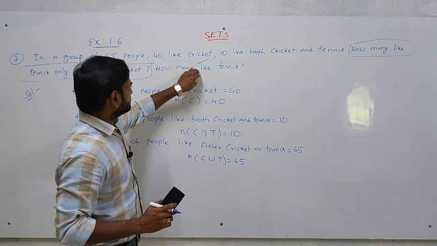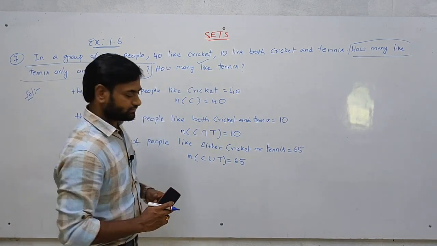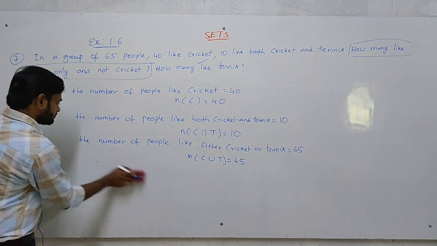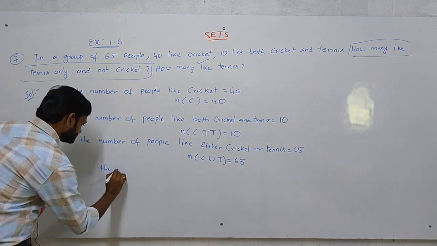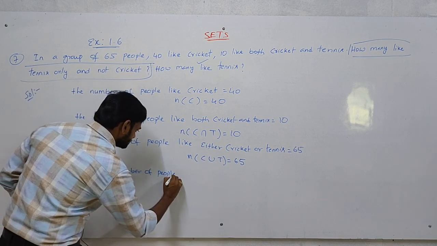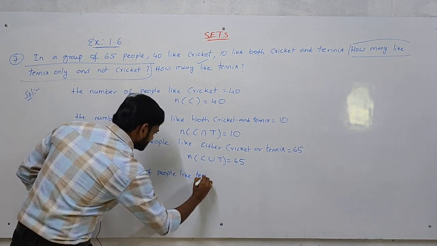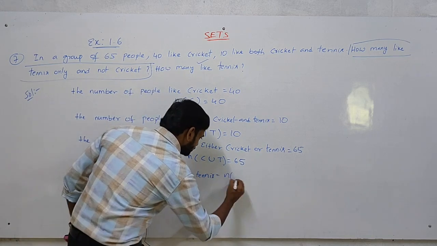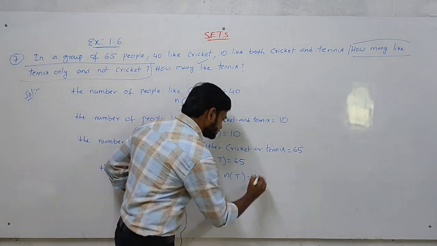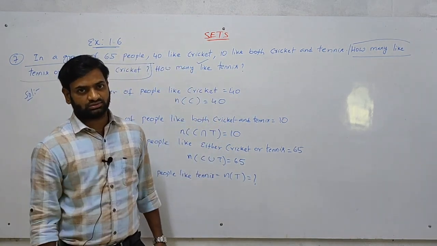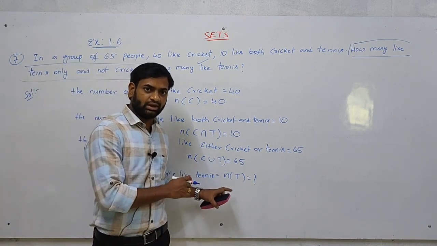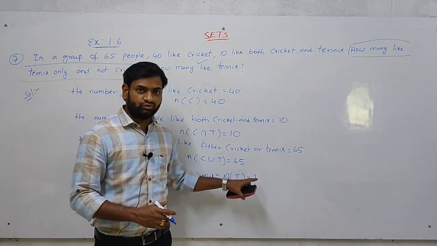Now, first I am finding this one. How many like tennis? The number of people who like tennis is equal to what you can write? n of T. n of T is how much? We have to find the number of people who like tennis, that is indicated by n of T. That value we have to find first.